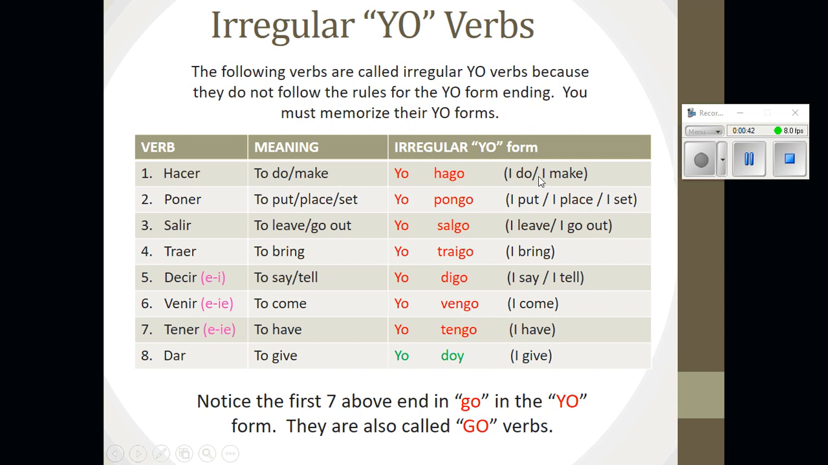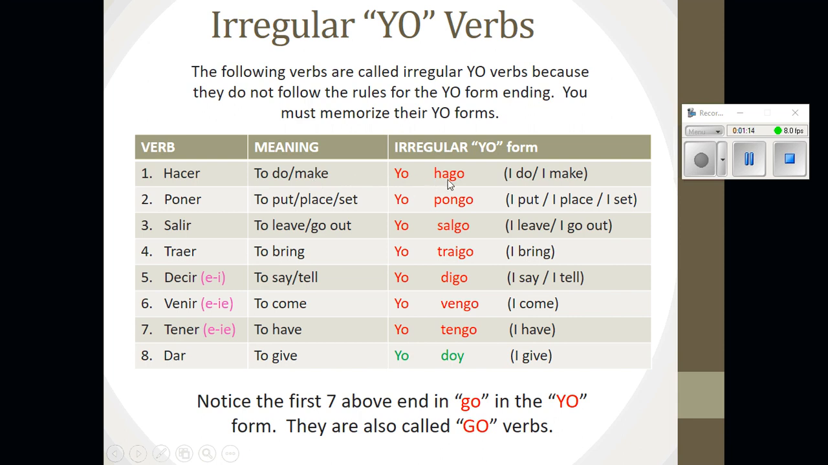The following verbs are called irregular yo verbs because they do not follow the rules for the yo form ending. You must memorize their yo forms. Okay, so we're going to look at these irregular yos, and we're going to talk about how they're irregular, but we're also going to talk about how the yo form is the only one that is irregular. So when you conjugate it in the tú form, in the él/ella/usted form, and so on, those endings will be normal. Okay, so let's start here with hacer, which means to do or to make.